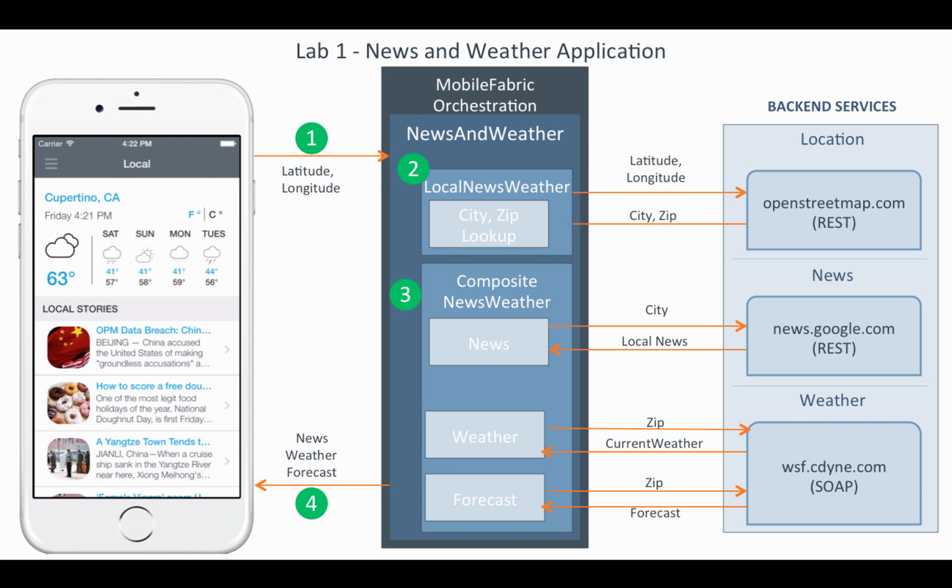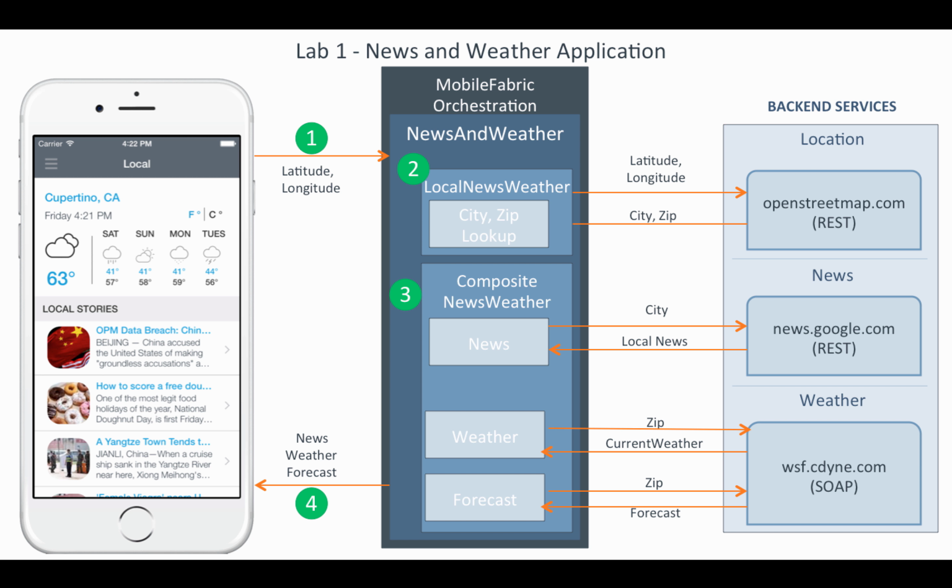This application displays the news based on the category like world, US, etc. and also displays the local news and the current weather along with the weather forecast for an input city and zip code. This is done by invoking the third-party SOAP and REST services of CDyn and Google. MobileFabric in this application provides the integration and orchestration services that will be invoked by the Cordova client application.